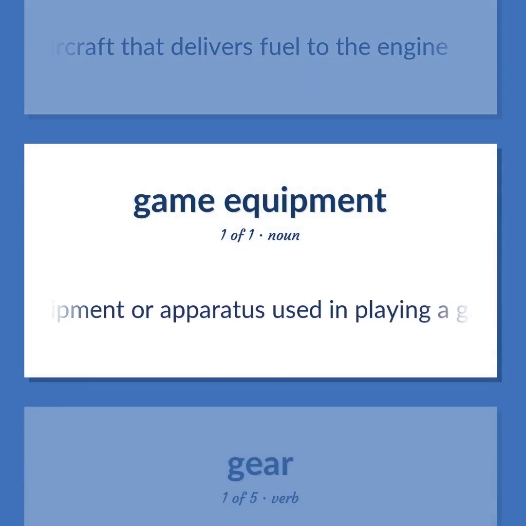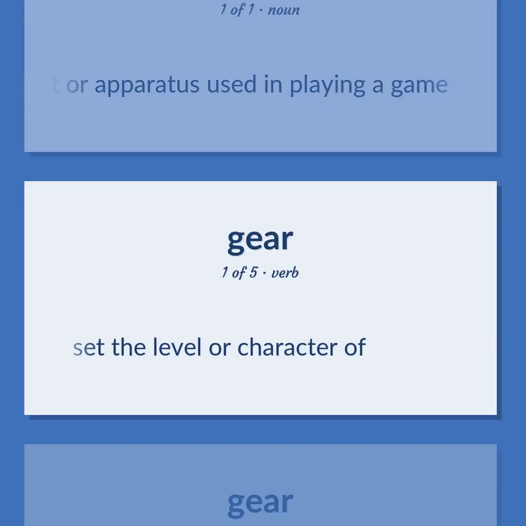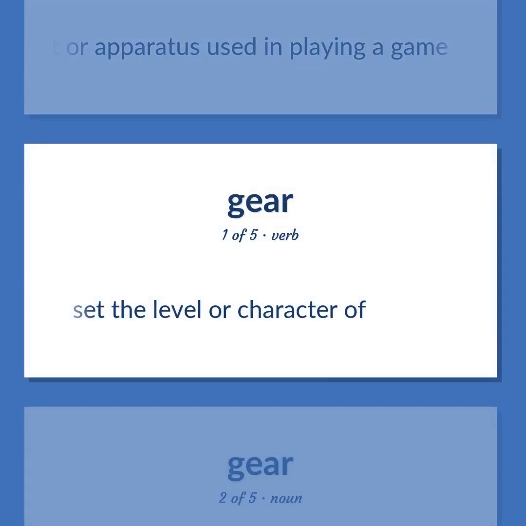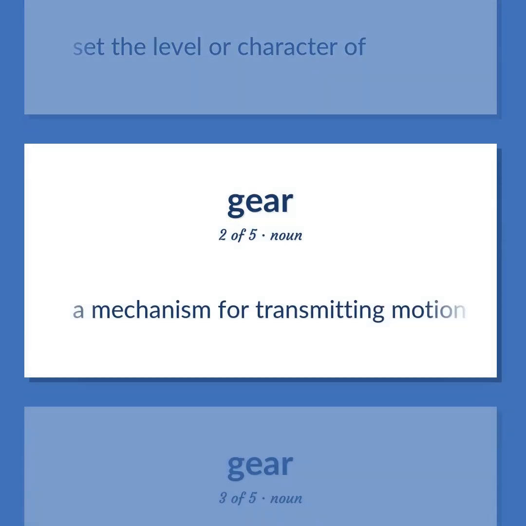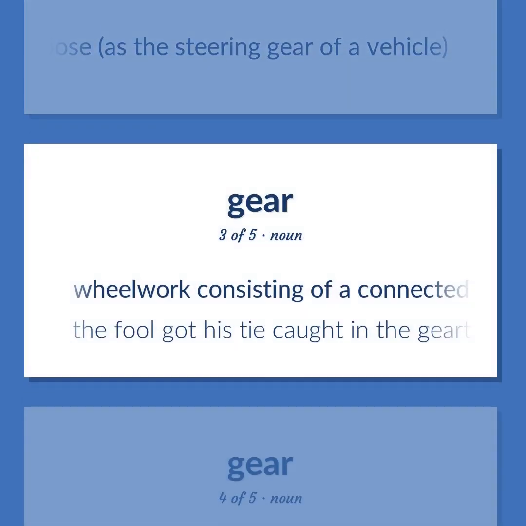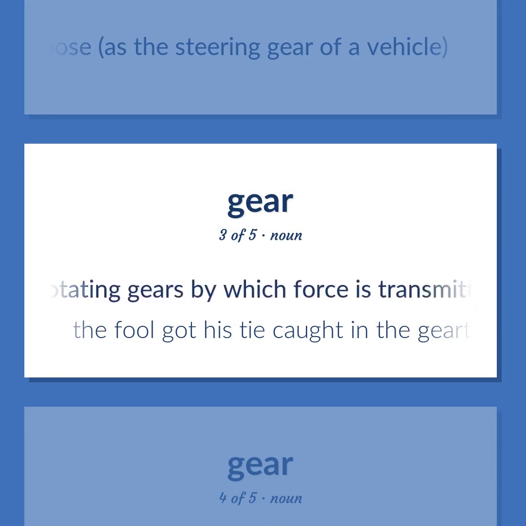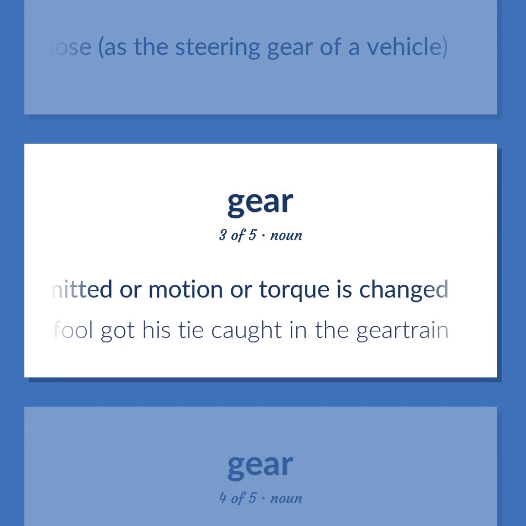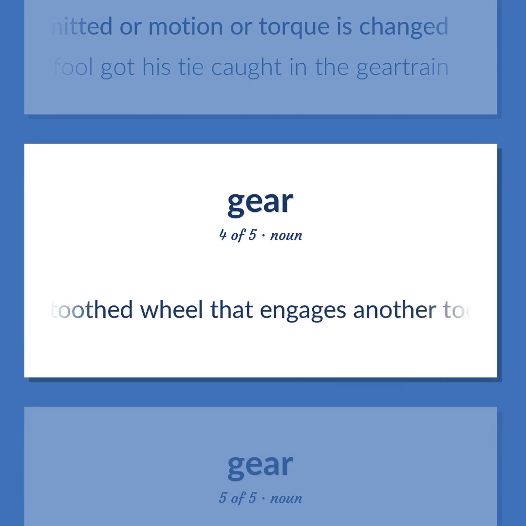Equipment or apparatus used in playing a game. Set the level or character of. A mechanism for transmitting motion for some specific purpose, as the steering gear of a vehicle. Wheelwork consisting of a connected set of rotating gears by which force is transmitted or motion or torque is changed. The fool got his tie caught in the gear train. A toothed wheel that engages another toothed mechanism in order to change the speed or direction of transmitted motion.